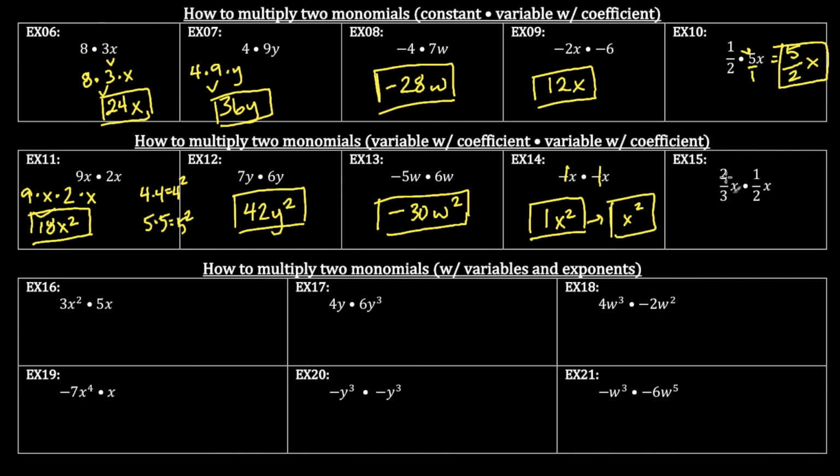And lastly, we have 2/3 x times half x. 2 times 1 is 2. 3 times 2 is 6. X times x is x squared. If you care, we can divide each of these by 2 and get 1/3 x squared.